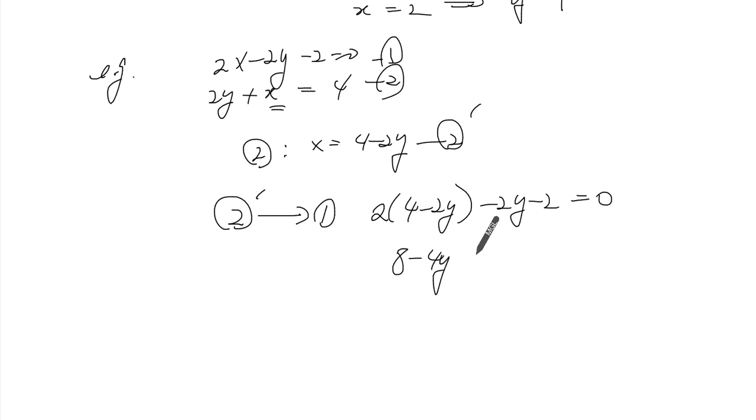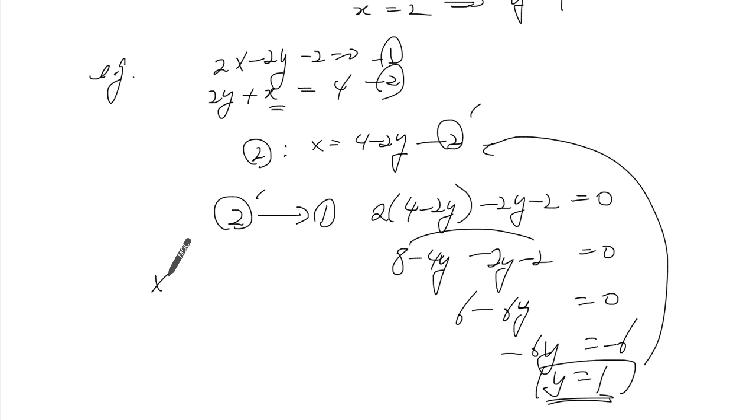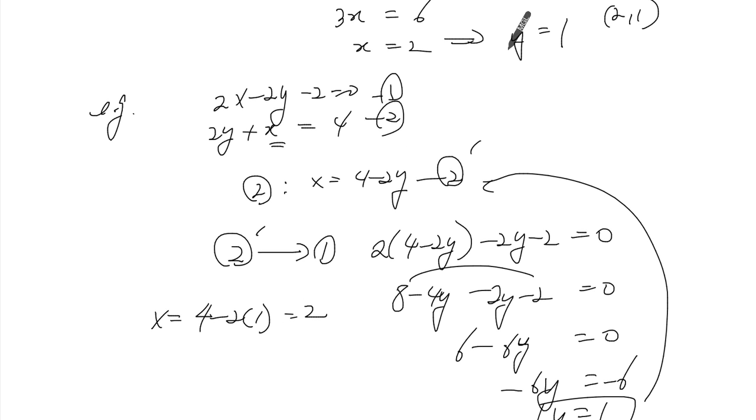8 minus 4y minus 2y minus 2 is equal to 0. So you get 6 minus 6y is equal to 0. Minus 6y is then negative 6, so y is 1. Okay. So if you plug that in here, x is equal to 4 minus 2 times 1, so you get 2. This is the answer. It's exactly the same answer.